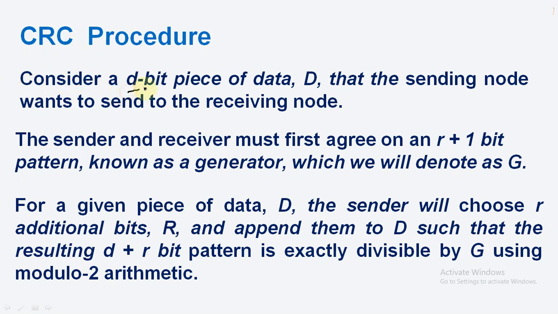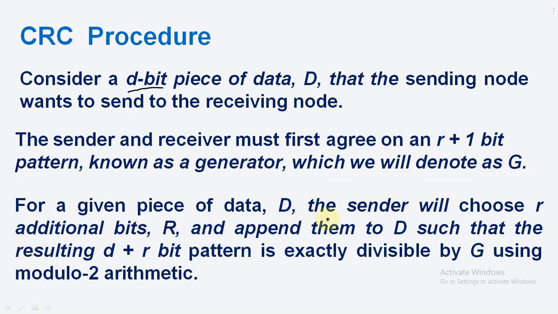Consider a d-bit piece of data, let us say 10 bits, 12 bits or 16 bits or whatever. This data is called capital D, that the sending node wants to send to the receiving node. The sender and receiver must first agree on an r plus 1 bit pattern, that is a divisor. This is also called the generator or generator polynomial, where r is the degree of the divisor, and the r plus 1 bits are known as the generator, which will be denoted as G.